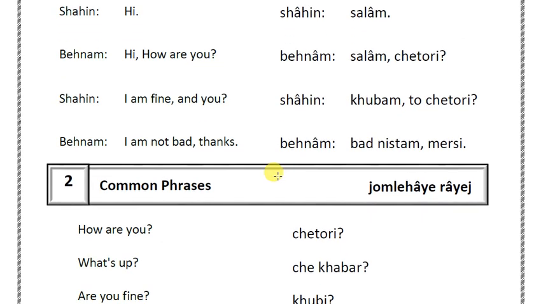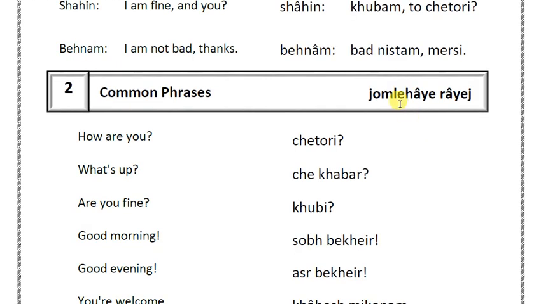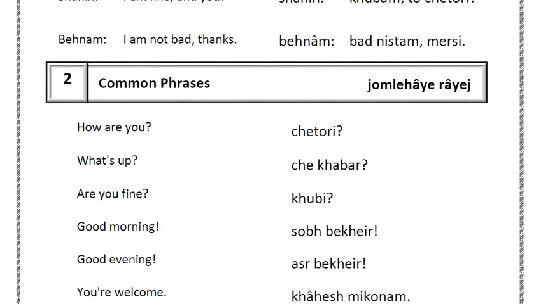Let's go to the second part or second section. The second section is جمله های رایج. جمله means phrase or sentence. های is just a plural, phrases or sentences. رایج means common, popular. Let's take a look at the phrases that are provided here in this section.